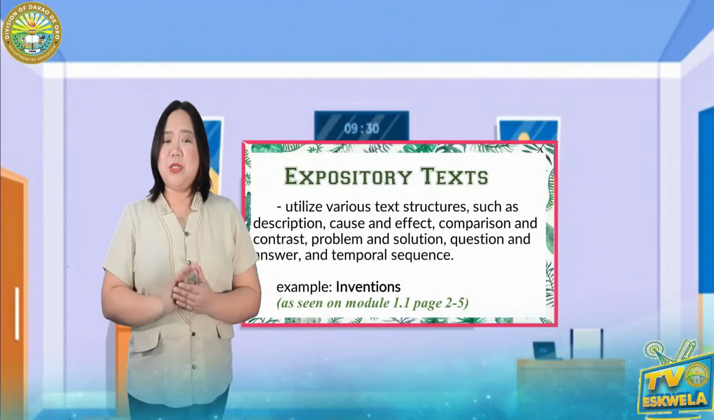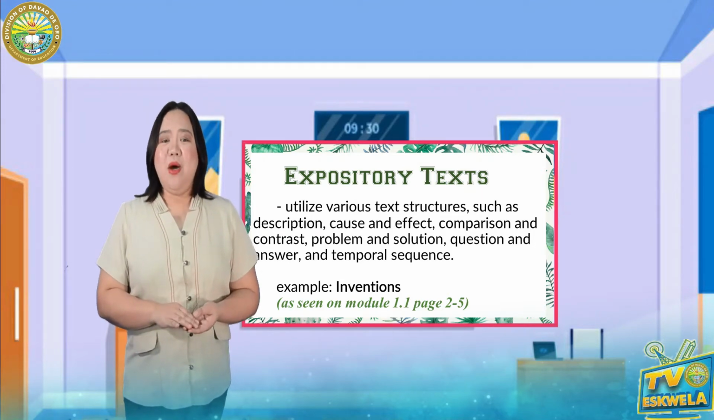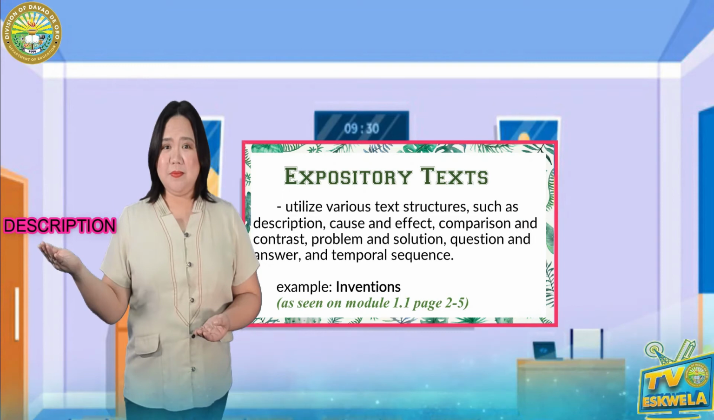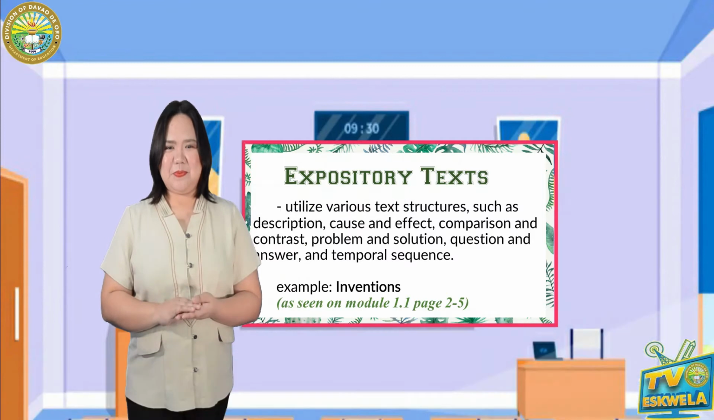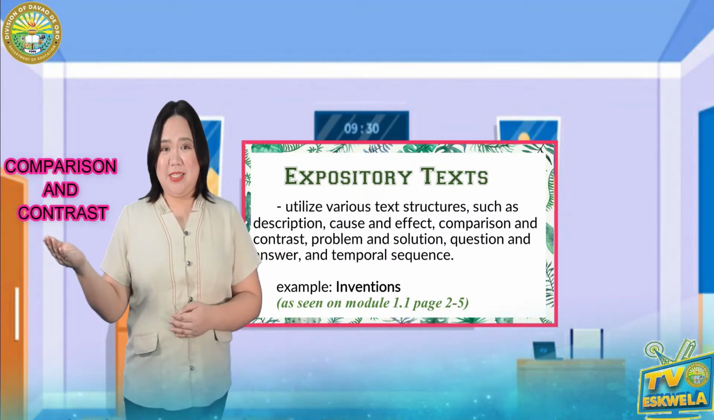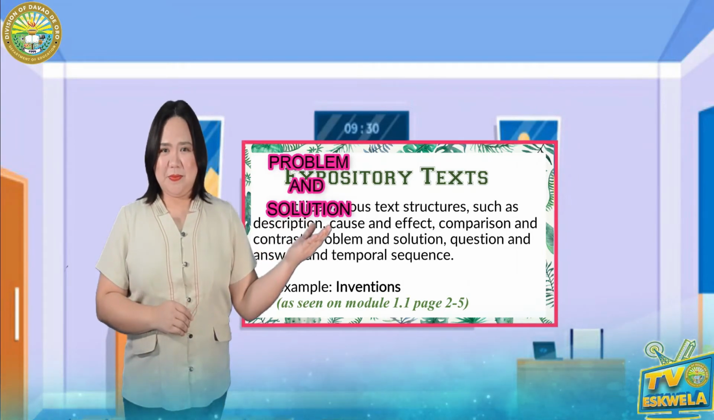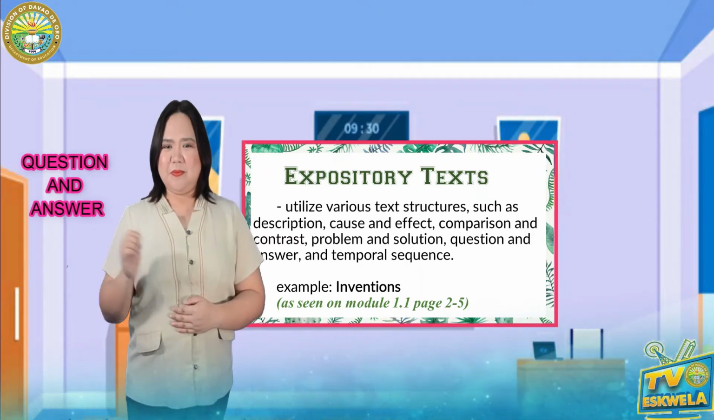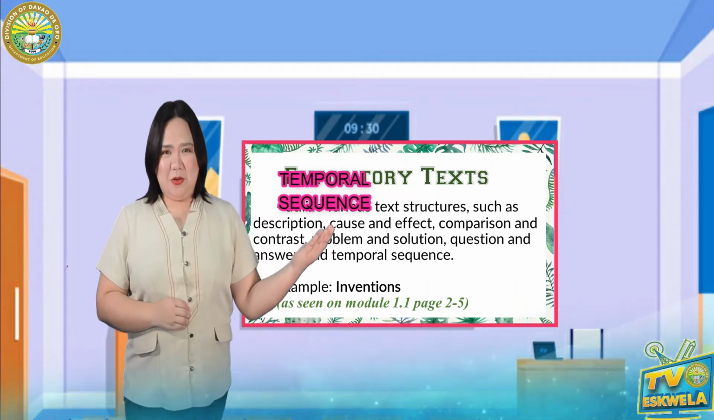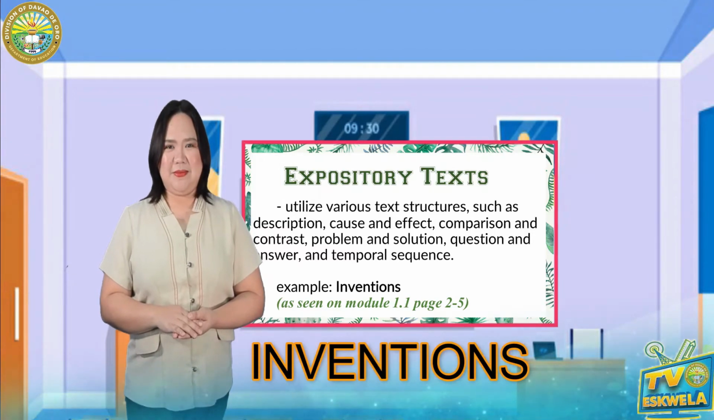4 is expository text. These utilize various text structures such as description, cause and effect, comparison and contrast, problem and solution, question and answer, and temporal sequence. Example, inventions.